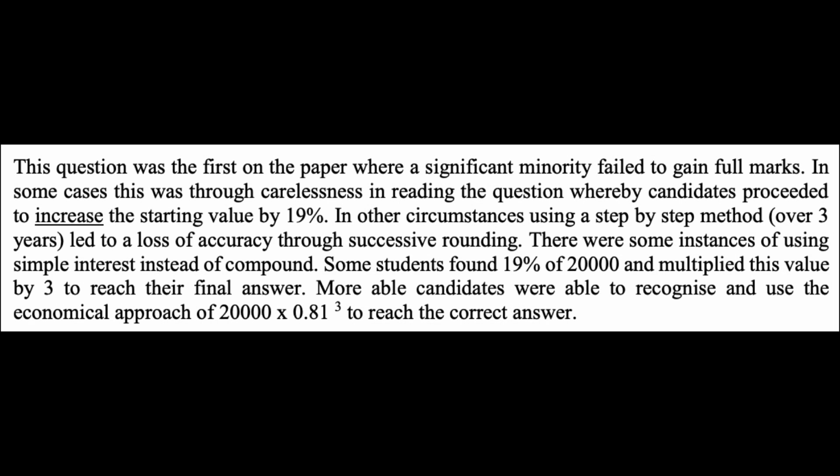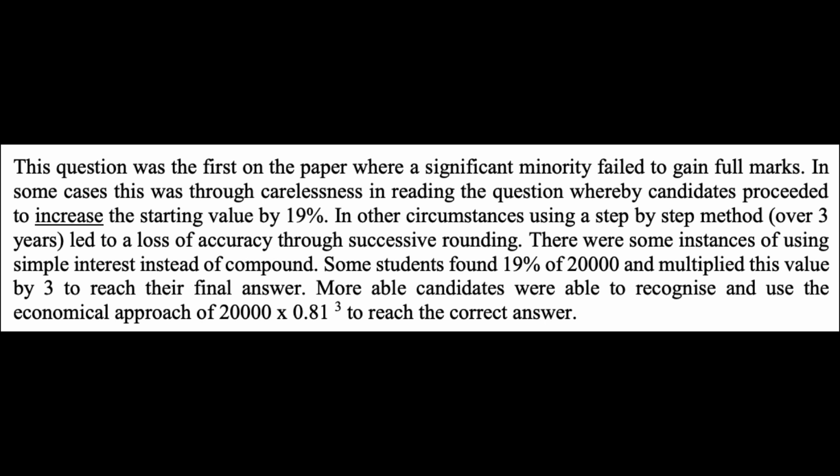Right, so what's a typical kind of mistake? Some students found 19% of 20,000. Yeah, well, we don't do that. If we're losing 19%, we're keeping 81%, aren't we? So that's what we need to do. And of course, the quick way of doing that is 0.81 to the power of 3, because we've got the car for 3 years. Okay.